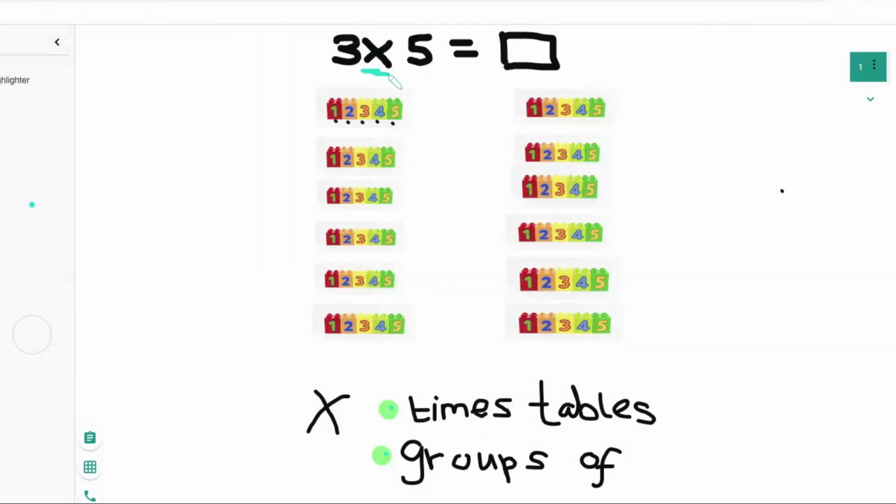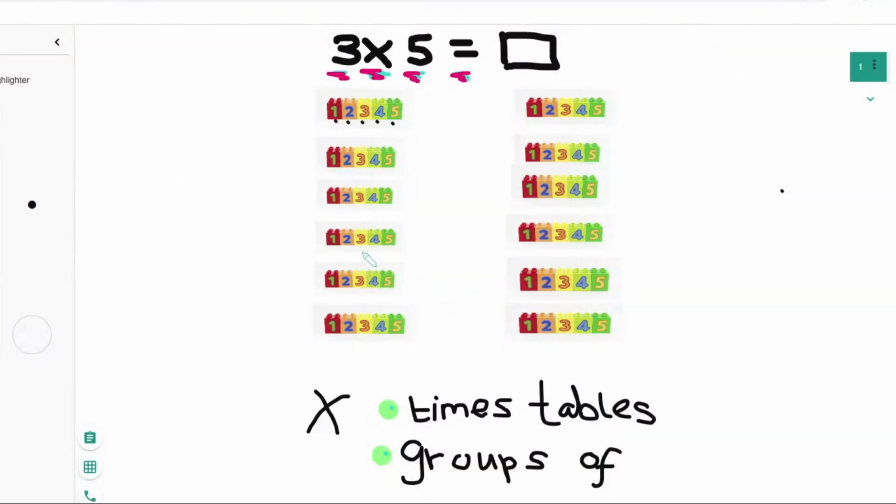Now to help us, I'm going to use the words groups of just to help us. So let's read this as a number sentence. 3 groups of 5 equals. Should we do that one more time? Because you're quite good at that. 3 groups of 5 equals. And then we'll write our answer in the box. Fantastic.